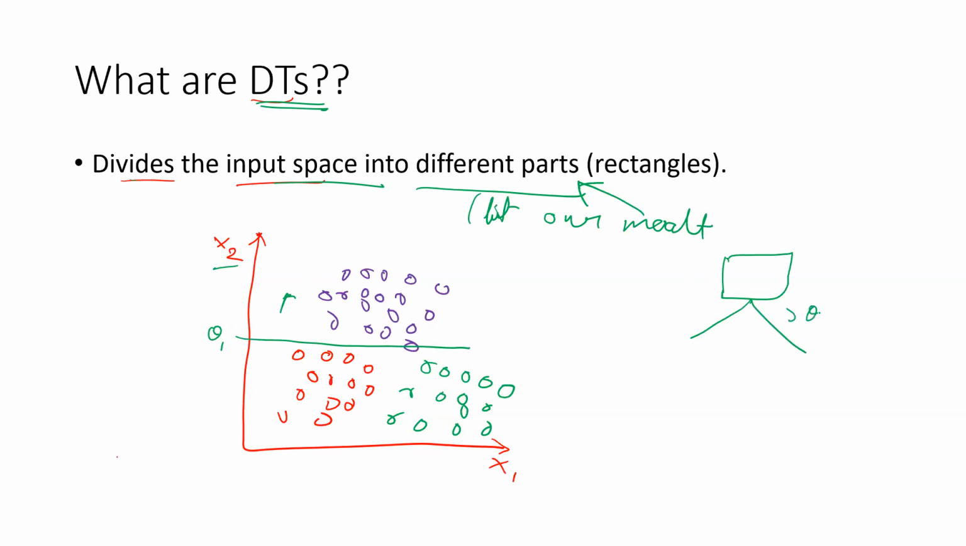So if it is greater than theta 1, and we are splitting according to x2, we come into this region, and if it is less than or equal to theta 1, we are in the lower region. Similarly, we can split these nodes again. If you look at the right node here, we need not split it because all the examples belong to the same class.